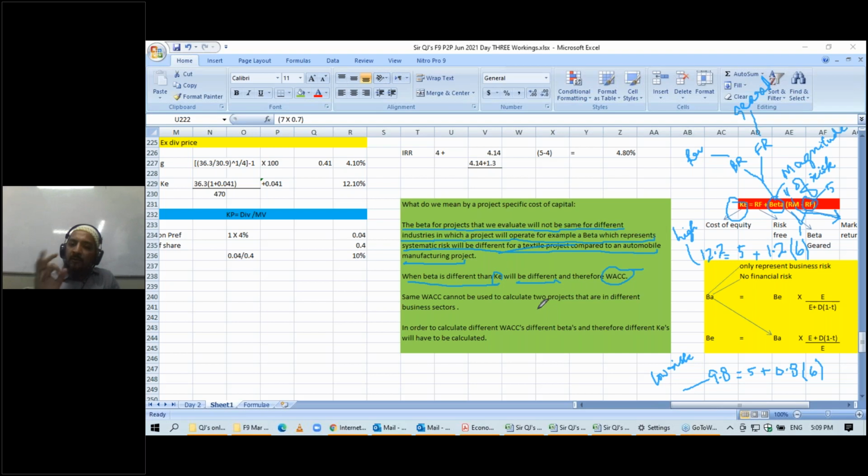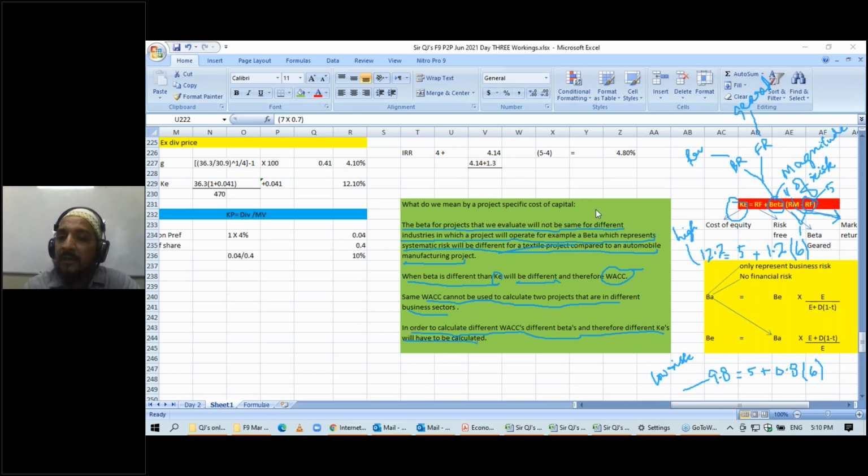So when will the beta be different? One, you are investing in a new industry. Second, your financial risk changes. And third, the project is very big compared to the current one, so it will change your weighted average. Okay, the same WACC cannot be used to calculate two projects that are in different business sectors. Now that's the explanation for it. In order to calculate different WACCs, different betas, and therefore different costs of equity will have to be calculated. So that's the explanation behind this.